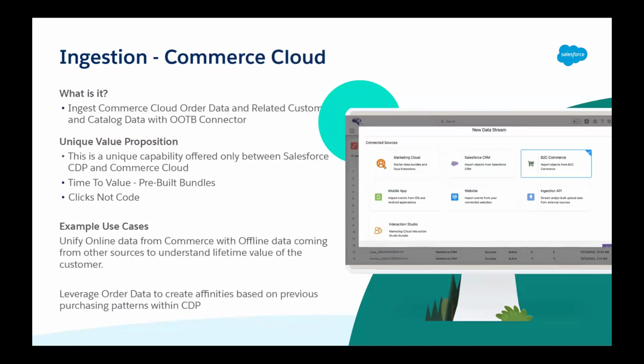So next is Commerce Cloud. Again, another native connector, again with a bundle, which enables ingestion of order, customer, and catalog data from Commerce Cloud, completely out of the box. Data bundles are available for B2B, B2C, and I think there's another one for order management.